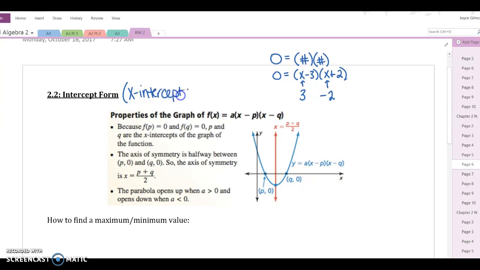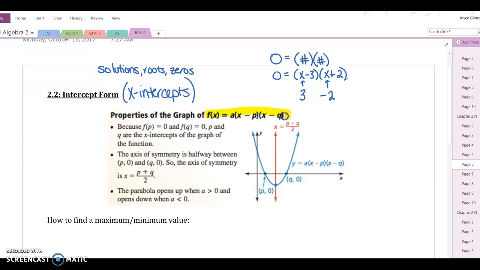So you need to make a note that intercept form does not mean y-intercept, it means the x-intercepts. And also remember, we talked about that the x-intercepts, there's 4 words that they use with quadratic functions that mean x-intercepts. So you could say x-intercepts, you could say solutions, you could say roots, you could say zeros.